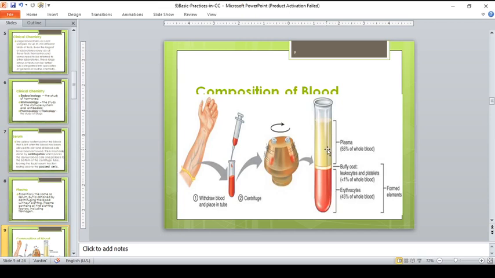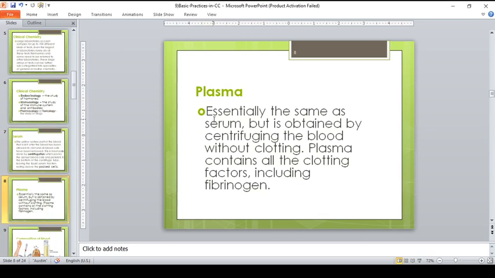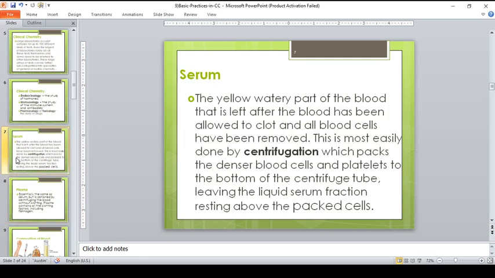For example, here. Okay, so this is a plasma. So let's discuss first plasma. Plasma is essentially the same as serum, but is obtained by centrifuging the blood without clotting. Plasma contains all the clotting factors, including fibrinogen. So actually, the main difference between a serum and plasma is that serum has no fibrinogen because the fibrinogen has been used in the clotting process.